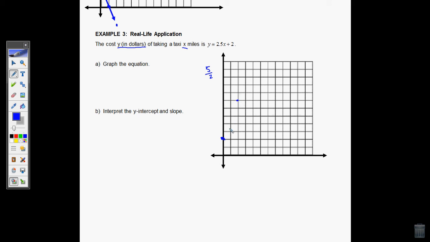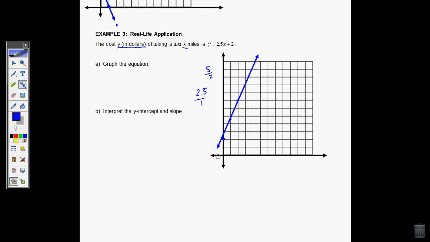Now, is it also possible that I could have just said 2.5 over 1? Yeah, absolutely. I could have gone over 1 and up 2 and a half. Over 1 and up 2 and a half. And I would have gotten right to where I was. Either way is fine. But now I have a couple of points here that I can connect and create my equation line.